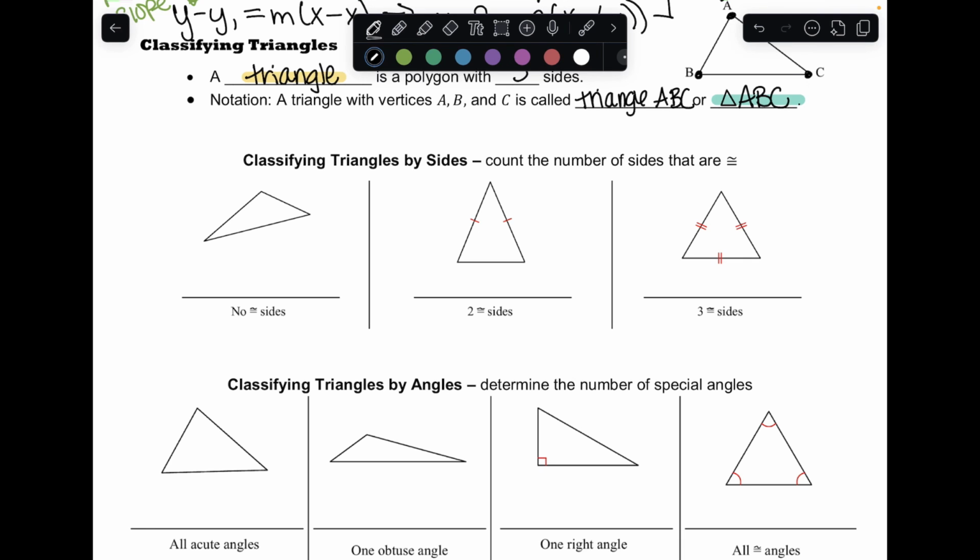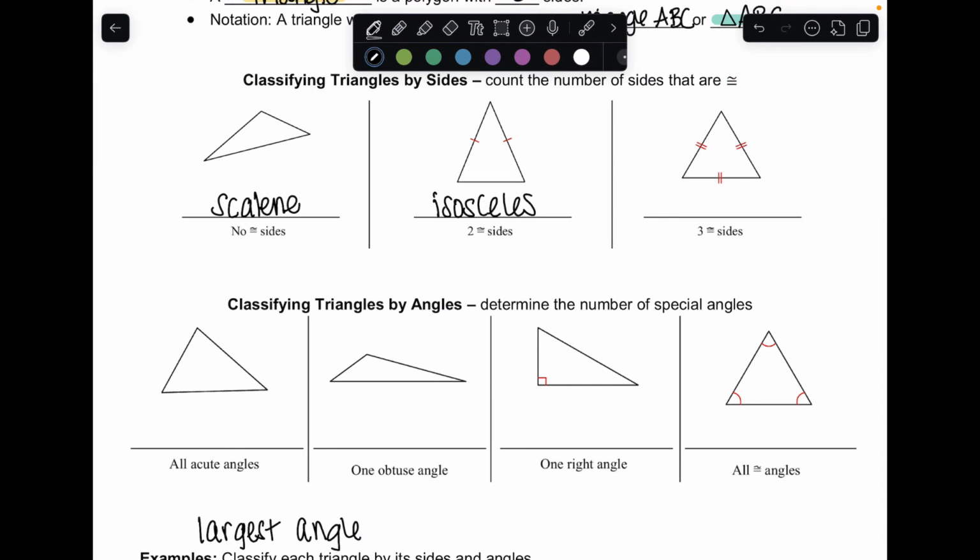But for sides, these are all just definitions that you'll have to learn and memorize. No congruent sides is a scalene triangle. So we call that scalene. 2 congruent sides, like this side and this side, is an isosceles triangle. The other triangle type we'll talk about when classifying by sides is an equilateral triangle, and that is when all 3 sides are congruent. The prefix equi usually means equal or congruent, and lateral is sides or lines. So that's where that comes from.